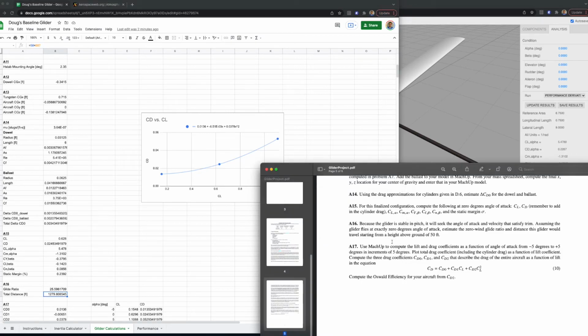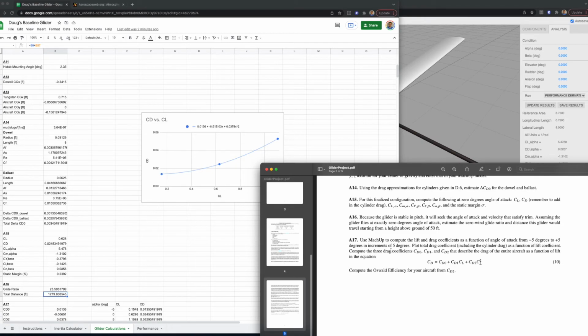Okay, so that's A16. A17, use mockup to compute the lift and drag coefficients as a function of angle of attack from -5 to +5 degrees in increments of 5 degrees. Plot total drag coefficient, including the cylinder drag, as a function of lift coefficient. Compute the 3 drag coefficients, CD0, CD1, and CD2, and describe the drag of the entire aircraft as a function of lift in the equation this.